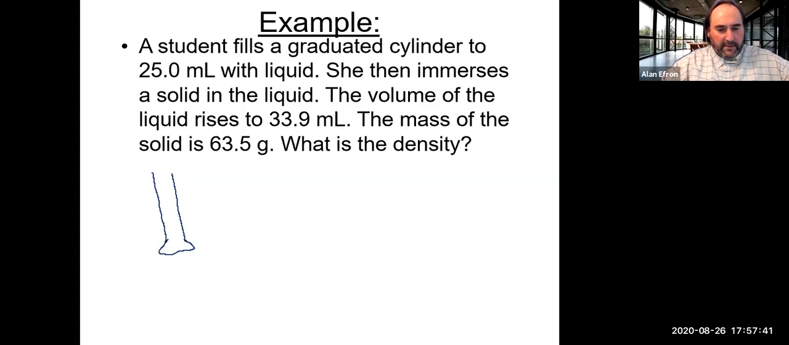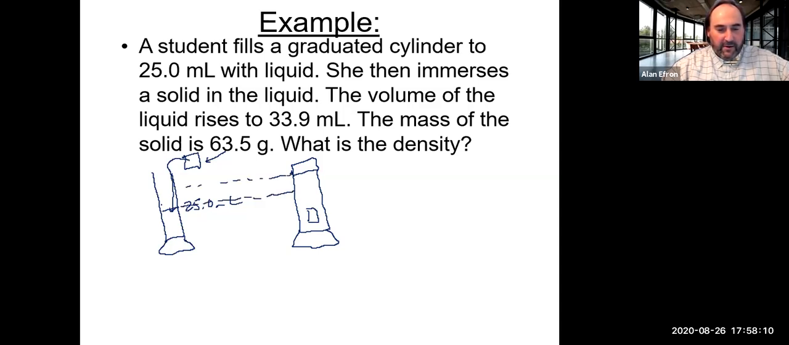So when we start, we have an initial volume of 25 milliliters. Then we have this solid that has a mass of 63. We're going to drop it in there. The liquid should go up, right, when we put that in there. And again here, this would be our initial volume. This would be our final volume. So it does go to 33.9 milliliters.